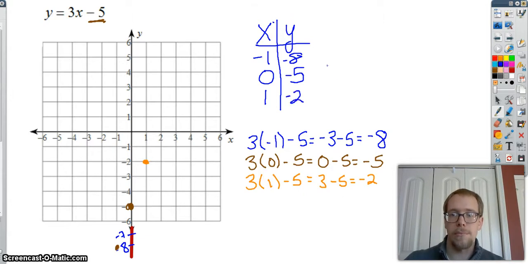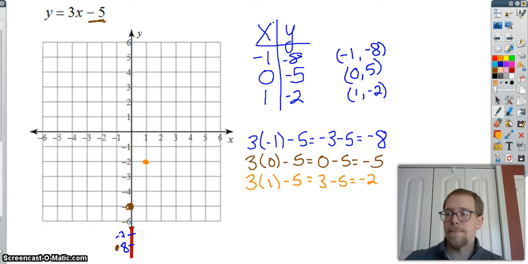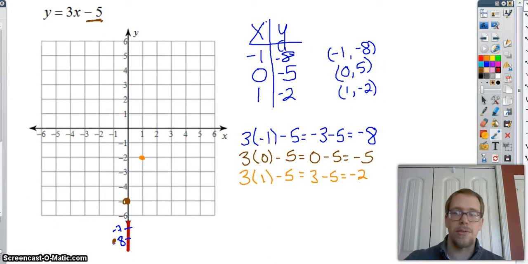And if you remember, these are all ordered pairs in this input-output table. -1, -8, 0, -5, and 1, -2. So I graph those points. Now let me connect them. They are collinear. They lie on the line y equals 3x minus 5. Let me go ahead and graph that quickly. And that does a pretty good job of going through those points.